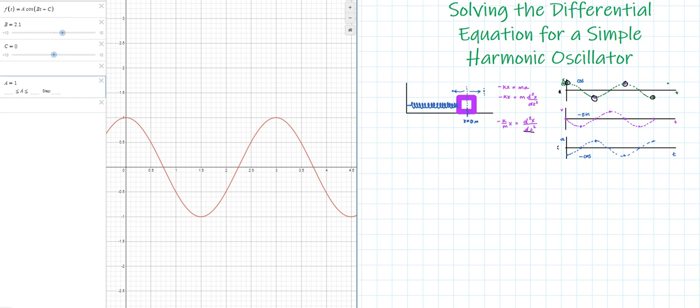I also have Desmos up here, desmos.com/calculator. This is their awesome graphing calculator that we're going to use to tailor our general solution.